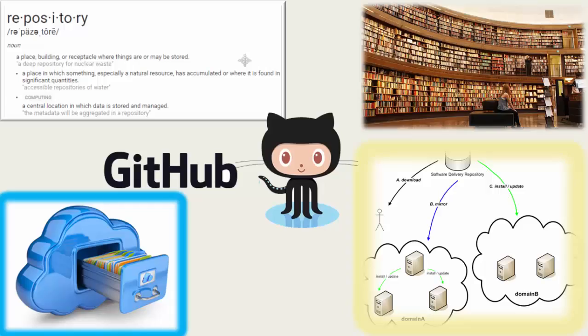GitHub has become a widely accepted source code repository. And what is a repository? Here's one that is a repository of books, a giant collection, so we can visualize it. Here is a definition of repository from dictionary.com: a central location in which data is stored and managed. So we can think about it as a giant cloud-based file folder for all of our source code.